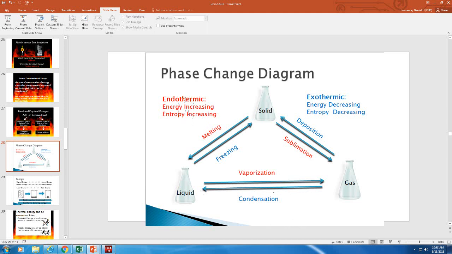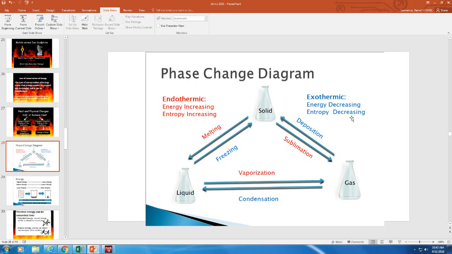It's a good idea to color code your endothermic processes. Remember, for endothermic, you are adding energy to your substance, all right? And also the entropy is increasing. It's becoming more random or chaotic. The particles are spreading out and zooming around more randomly for your red phase changes.